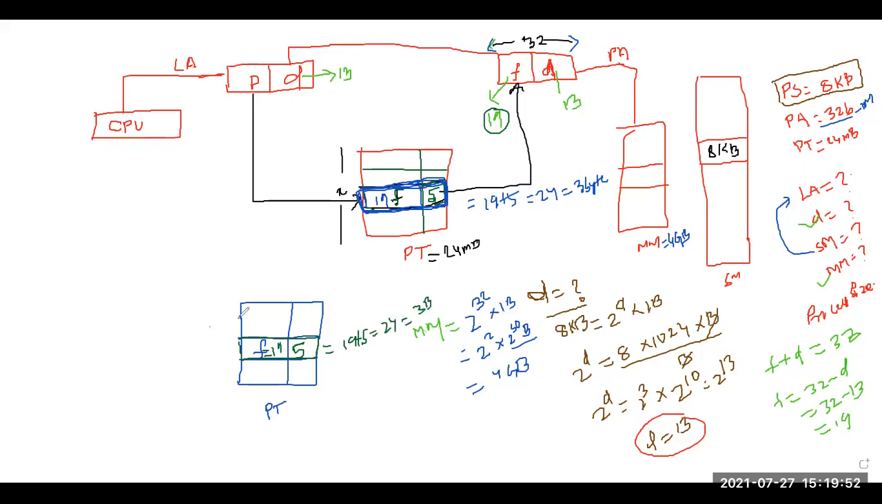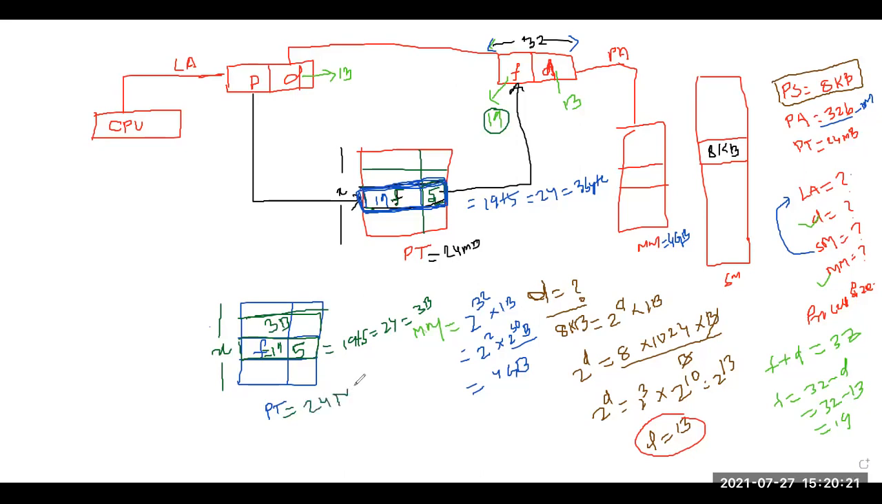Now the size of each page table entry is 3 bytes. And how many pages are there? We assume there are X number of pages. And what is the total size of the page table? It is given as 24 MB.